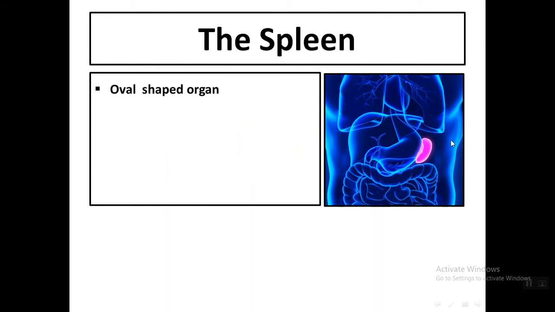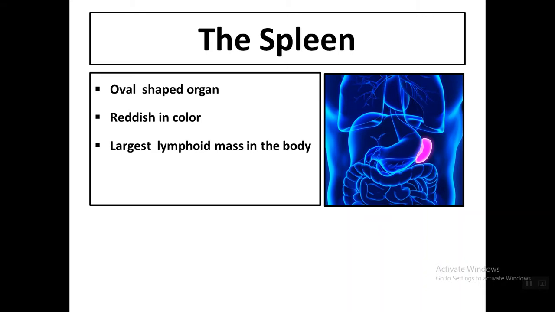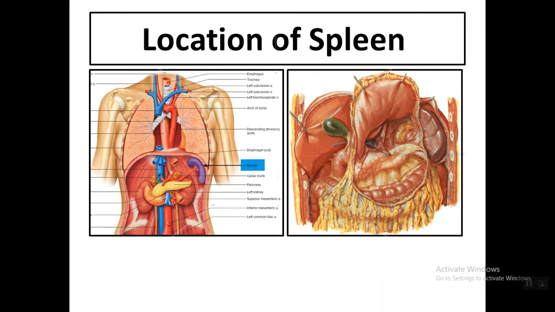The spleen, this organ is oval in shape. It's reddish in color and is regarded as the largest lymphoid mass in the body, so it has an immune or immunological function. It is situated deep in the left hypochondrium in the abdominal cavity.